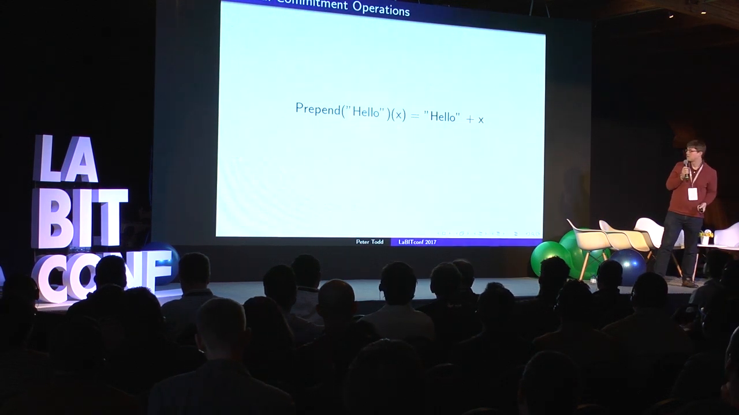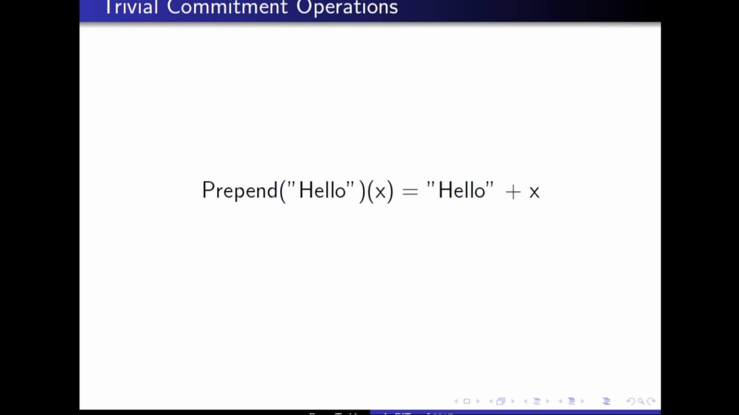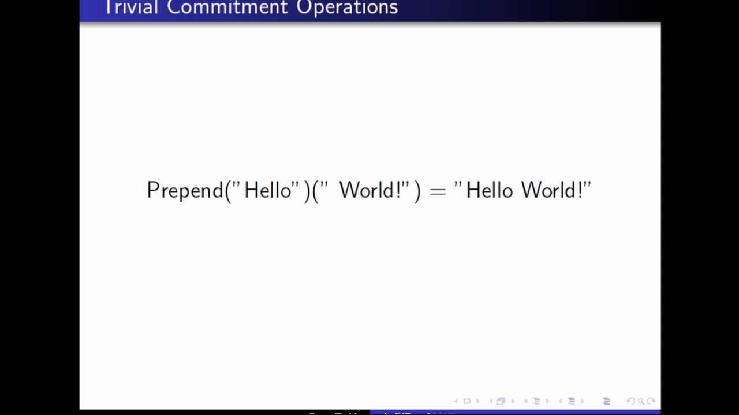Here's a trivial example. What if I just have a function that prepends X with hello? Because if I put in world in there, obviously, if I change the hello part or the world part, the output must change. Trivial example, but there's your simplest commitment operation.